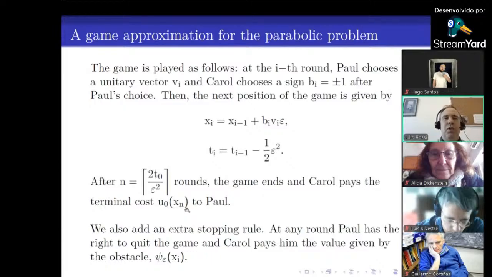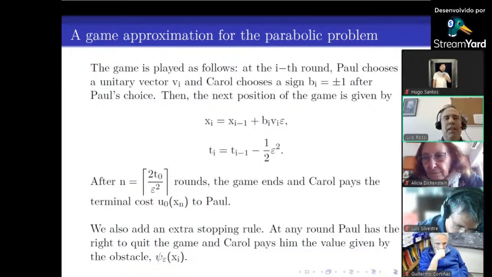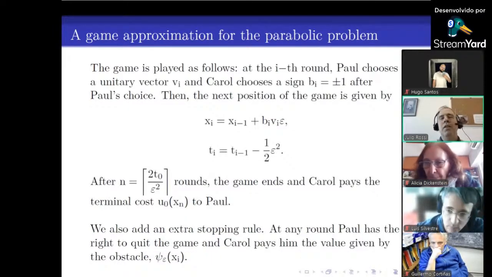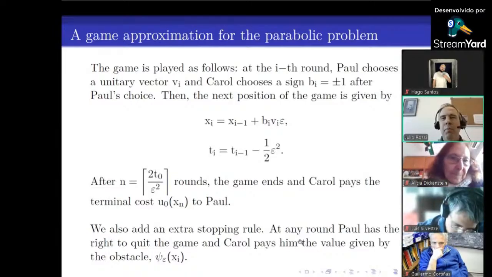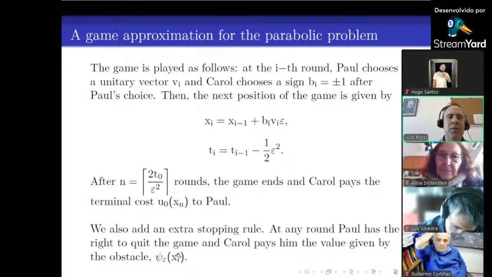To these rules, you add another stopping rule that says that at any movement of the game, at any point, Paul may decide to stop the game, I quit the game, and if he decides to do that, then Carol pays the amount given by the obstacle function, by this psi epsilon of the position.